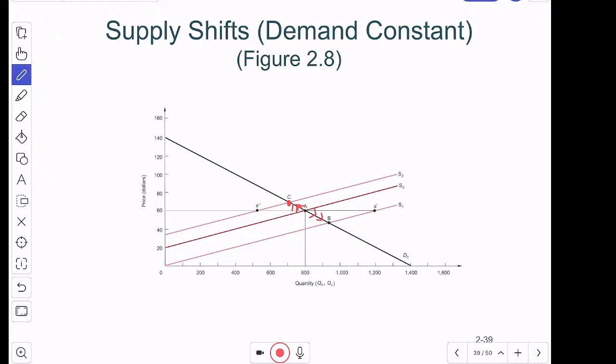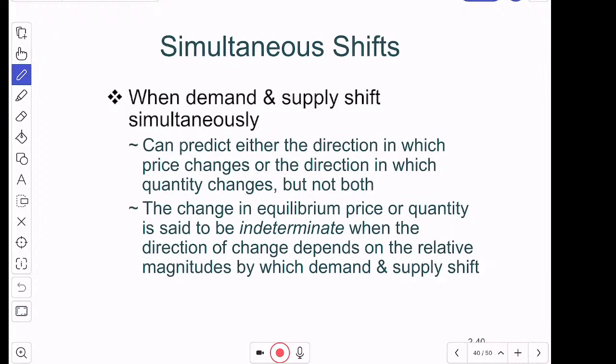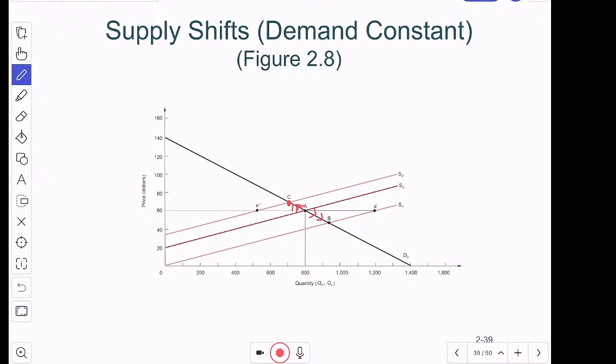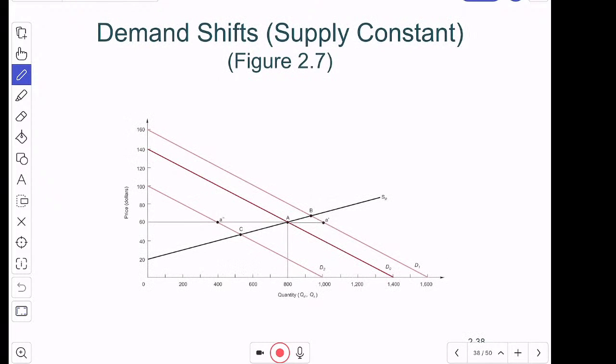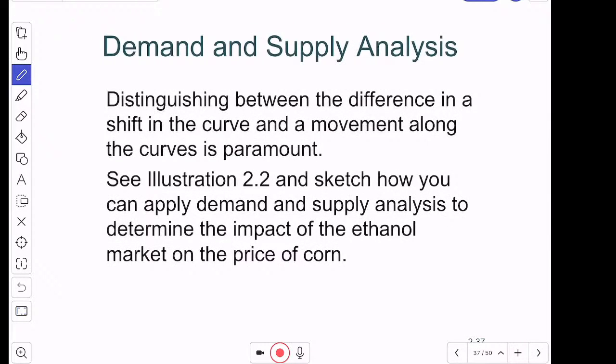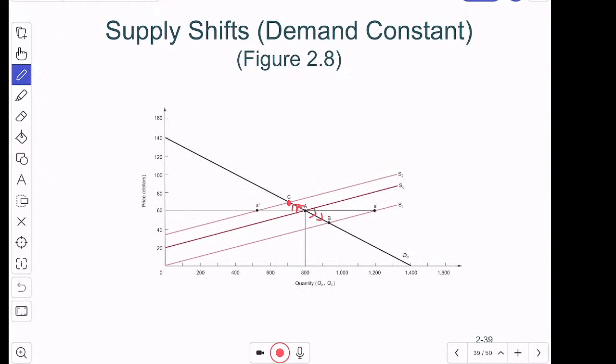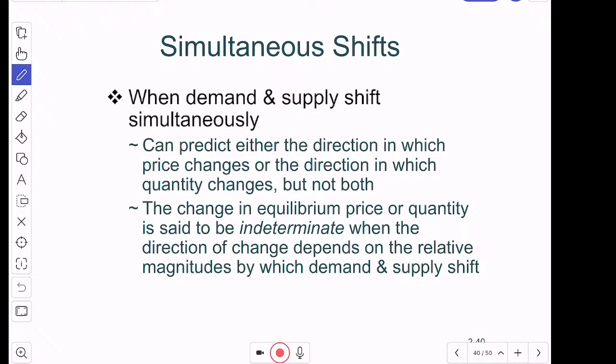Okay, let's see. So what if both demand and supply shift at the same time? So I talked about here a supply shift where demand stays constant. You could do the same, similarly, with a demand shift where the supply stays constant. Okay, so we can just look at static shifts. But there could be simultaneous shifts.